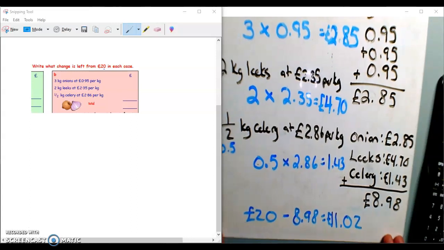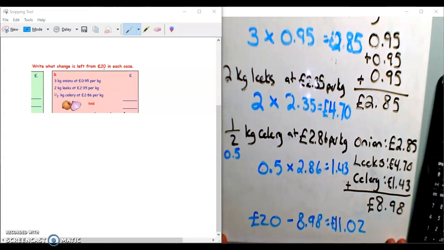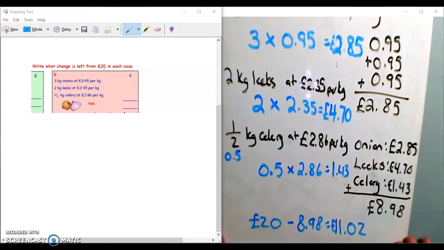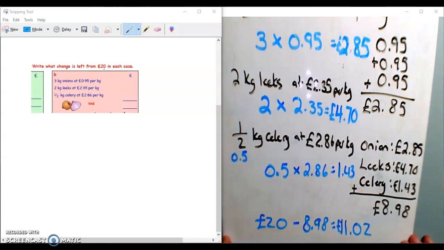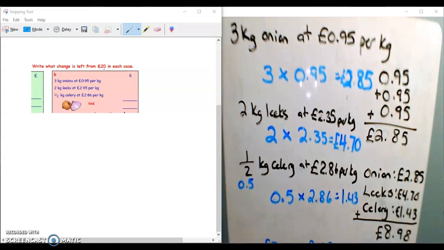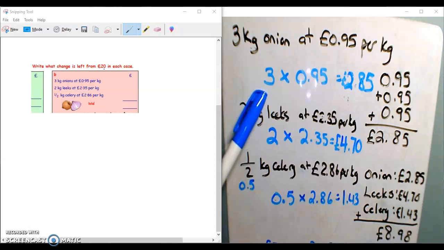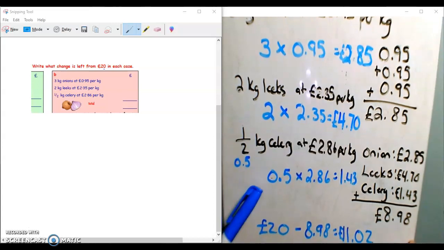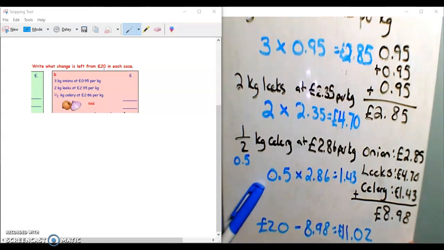Now, one thing to keep in mind is that I've done a lot of working out on this board because I was doing the explanation. However, when you're working it out, it would be useful to do it section by section. So we did the onions, we figured out the cost of the onions. We figured out the cost of the leeks. We figured out the cost of the celery. Added it all together. And then figured out the change.